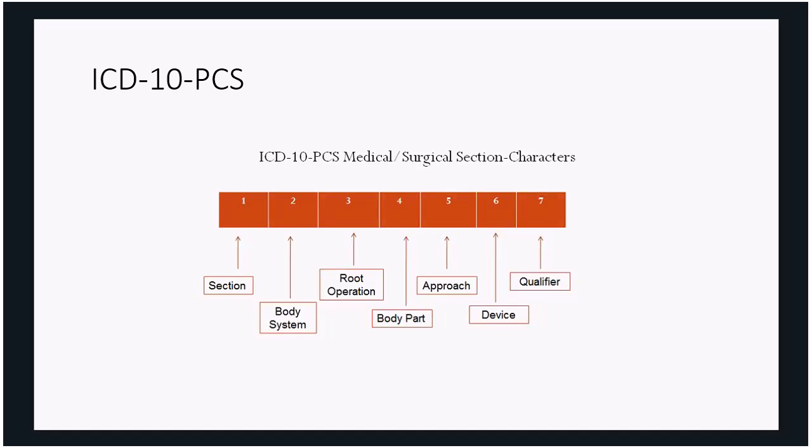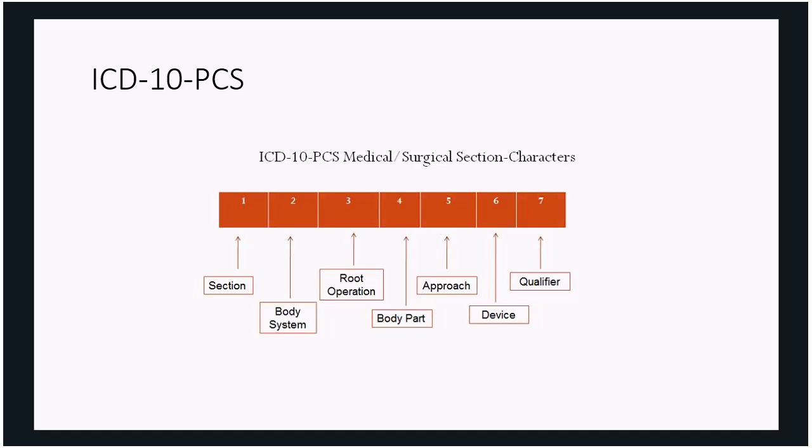Fifth character is the approach. What approach did the surgeon use to get to the operative site? There are 7 approaches. An example might be an open approach, where the surgeon cut through the skin or mucous membranes to get to the operative site. Sixth character is a device. Was there any device left in the patient? An example might be silicone breast implants. Another example would be a pacemaker, or if a patient had a hip replacement.